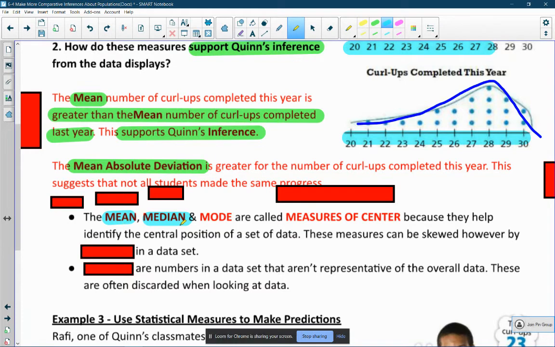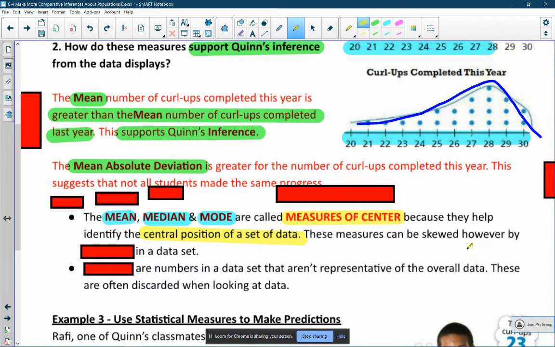The mean is the average. The median is the middle. The mode is the most occurring. Those things are often referred to as measures of center because they help tell us where the center of the data is, where the middle is at. They help identify the central position of the data.